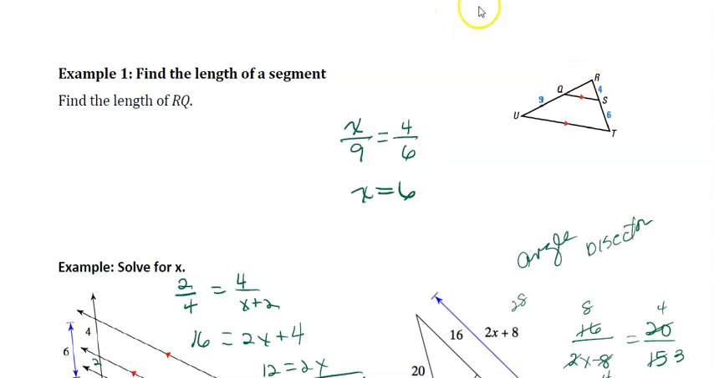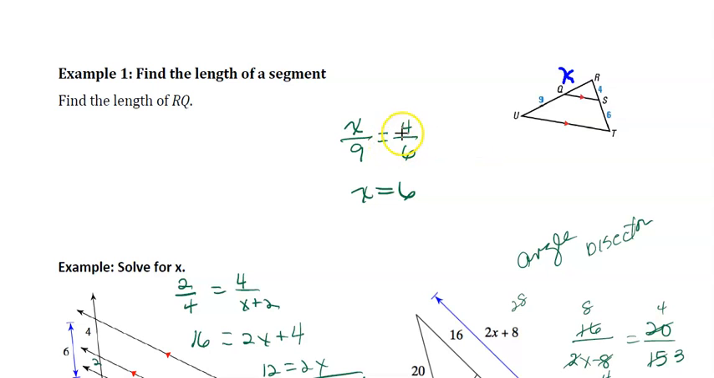I want you to draw it in as well. So right here is going to be an X. So X over 9 equals 4 over 6. Those are the proportions that happen. So wherever this parallel line is cutting, they become proportional. X over 9 equals 4 over 6.